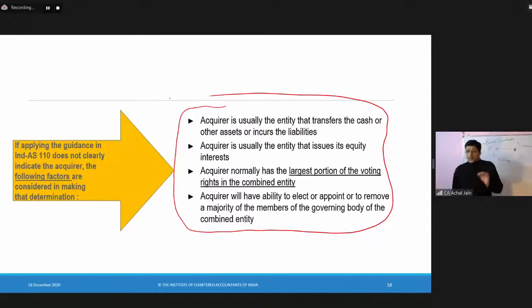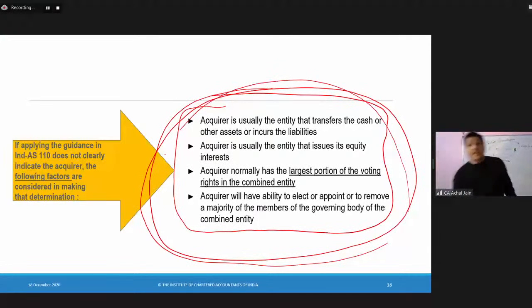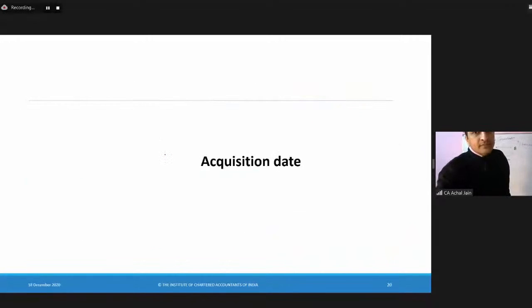Clear? So the basis which you have to remember at every point of time is that even after looking at all of these points, one thing which you will have to establish is what? That the acquirer should get control over the acquiree. Only then will he become the acquirer. Correct? Clear on this? How do we identify who will be the acquirer? Any questions, any doubts?